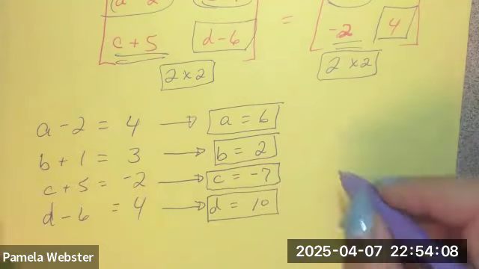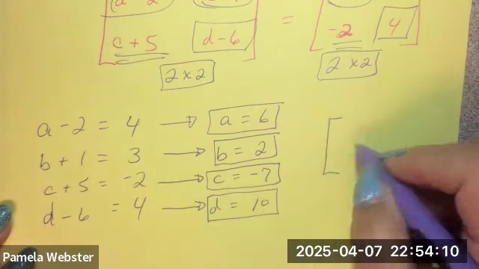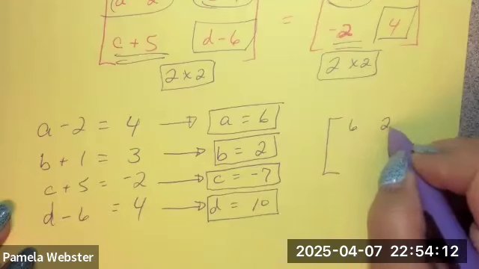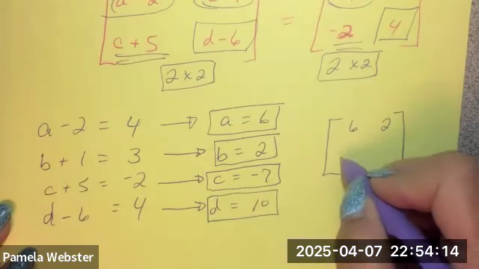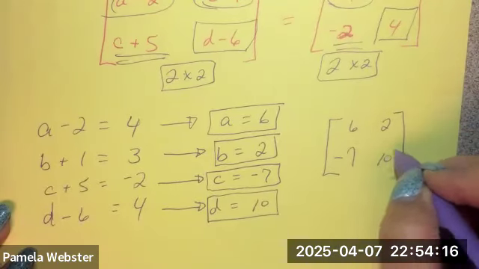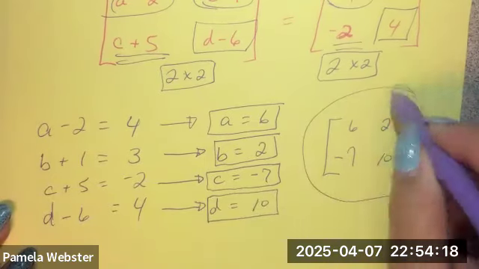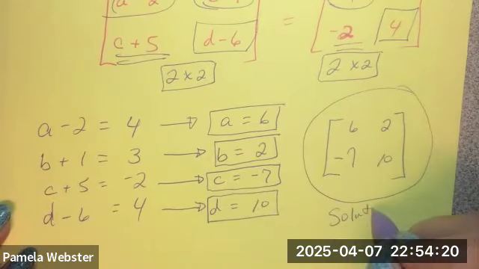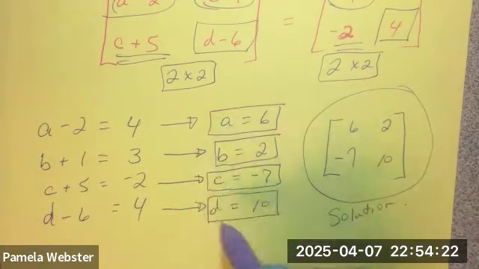And if you wanted to, you could come back and put it into this equation or this matrix, [6, 2; -7, 10]. That is my solution matrix, right? Okay. Or this is a solution to. Either way would be wonderful.